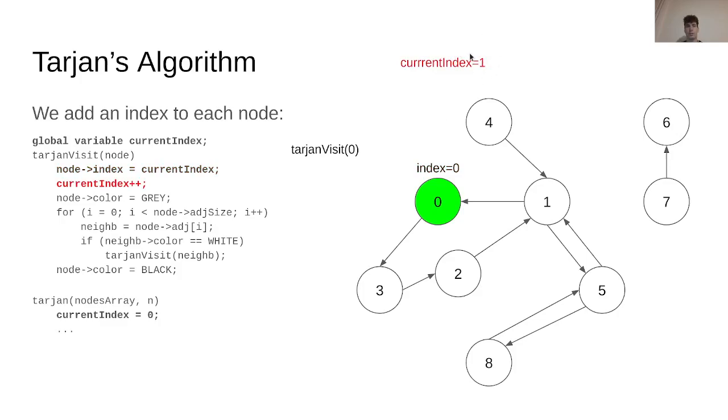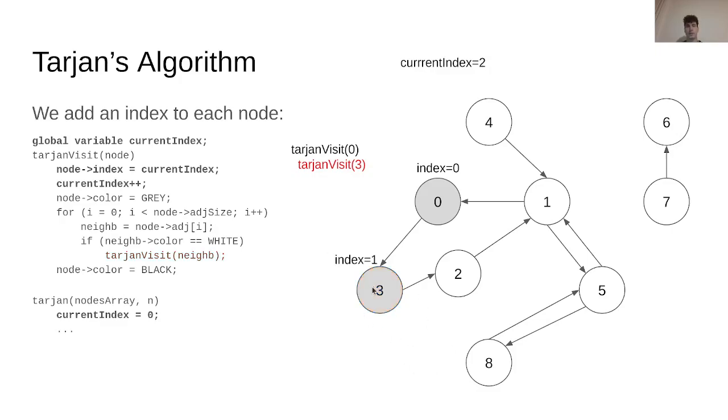And also increment the index. Now it's 1, so the next node will have index 1. We color the node to gray, as we did in depth first search. Look at the neighbor. It is white, so we visit it.